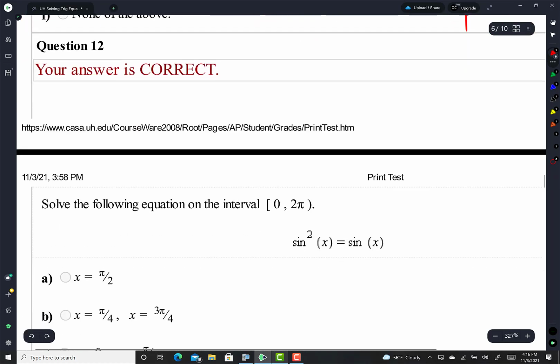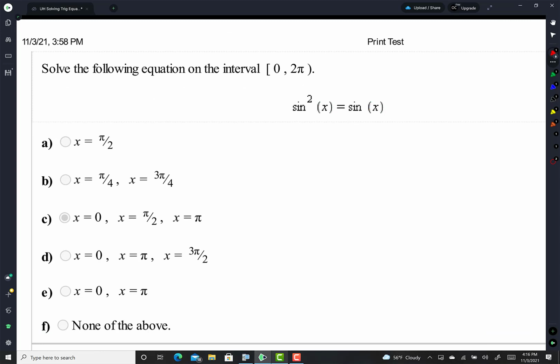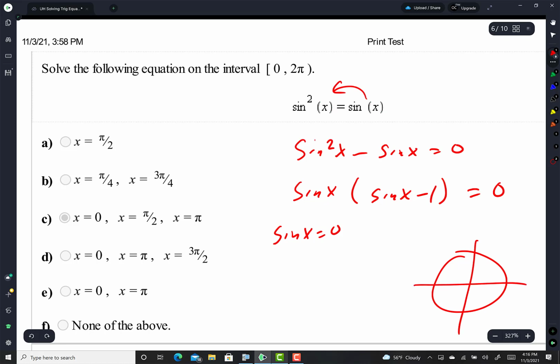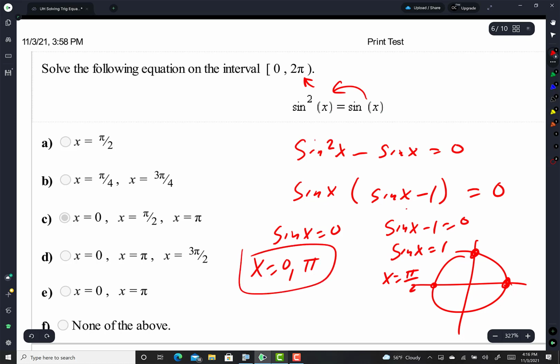Alright, let's go to the next one. Same thing again. Sine squared x, I'm going to move that sine x to the left. Minus sine x equals 0. Factor out a sine x. So you're going to get sine x minus 1 equals 0. So where does sine x equal 0? Well, on the unit circle, sine x is 0 at 0, pi, and 2 pi, but not including 2 pi. So x equals 0 and pi. Now let's do this one. Where does sine x minus 1 equal 0? Wherever sine x equals 1, and that happens at pi over 2. So there it is, straightforward. 0, pi over 2, and pi.